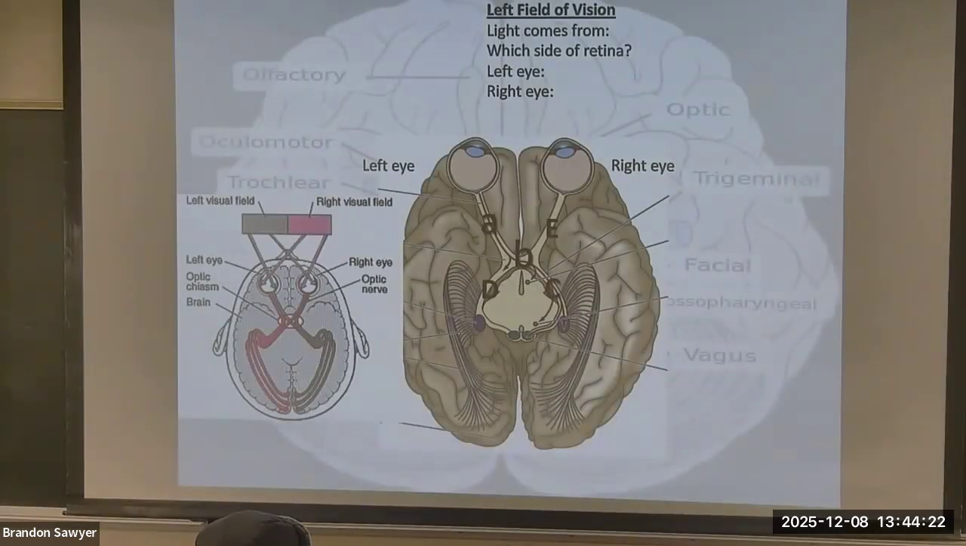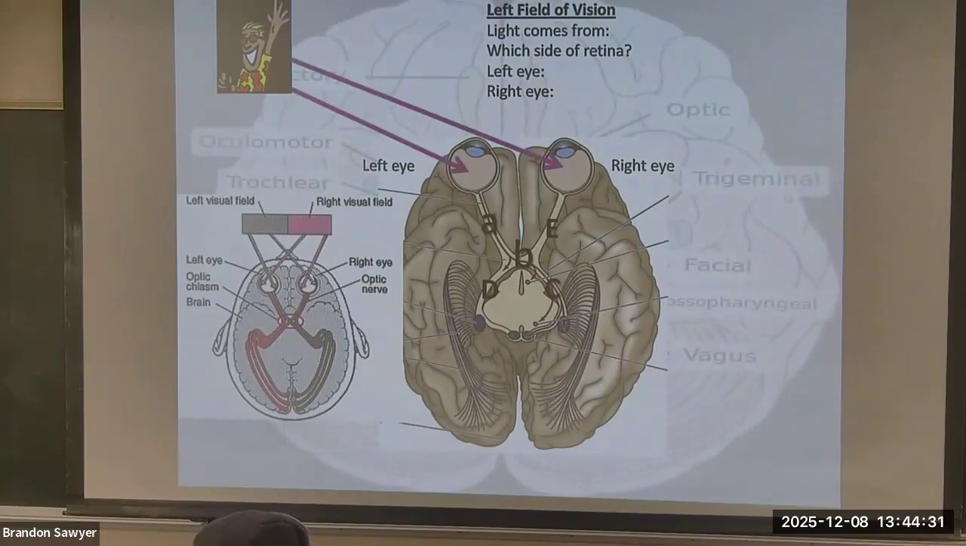Okay, so when we look at something like this, we've got a little guy over here, a friend saying hi to us. That's on the left side of our body, so that's going to be our left visual field. The light is going to come in like this, right? And so it's really only going to hit the medial side of our left eye, but the lateral side of our right eye. So light is coming from the left, our left visual field. On the left eye, it's going to hit the medial side only, and on the right eye, it's going to hit the lateral side only.